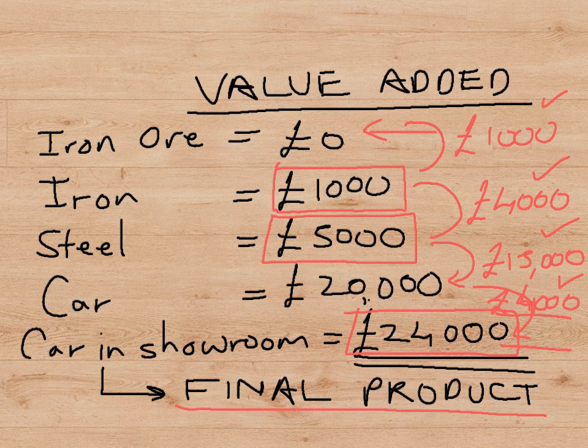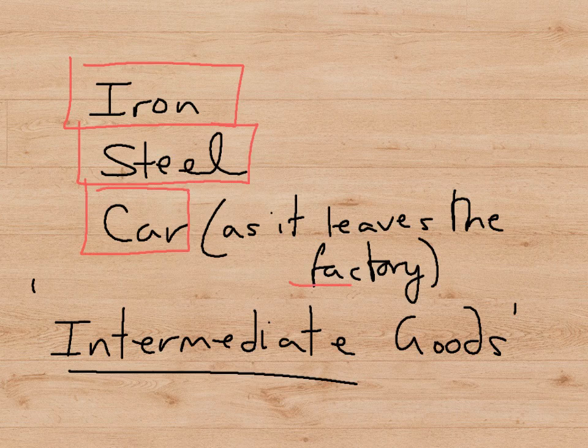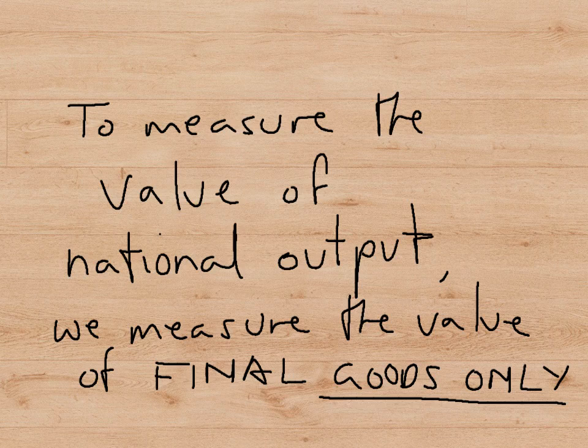And this is the value of what we call the final product. So we can say that the value of the final product is the sum of all the value added at each stage of the production chain. It is this final product which counts as the output of the economy. When we look at the other products that were produced in the value chain, such as iron, steel, and the car as it left the factory, these are all called intermediate goods. We do not count their value when we measure the total value of output in an economy. So to measure the value of national output, we measure the value of final goods only.